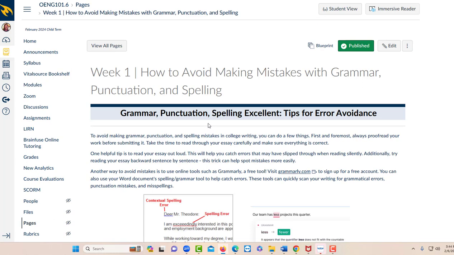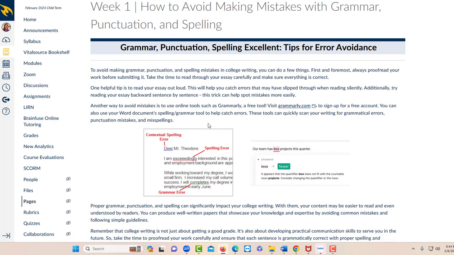How to avoid making mistakes with grammar, punctuation, and spelling. To avoid making mistakes in college writing, you have to do a few things. You have to proofread before you submit your work. You should read your essays out loud because this will help you catch errors that may have slipped through when reading silently. Another way to avoid mistakes is to use online tools such as Grammarly.